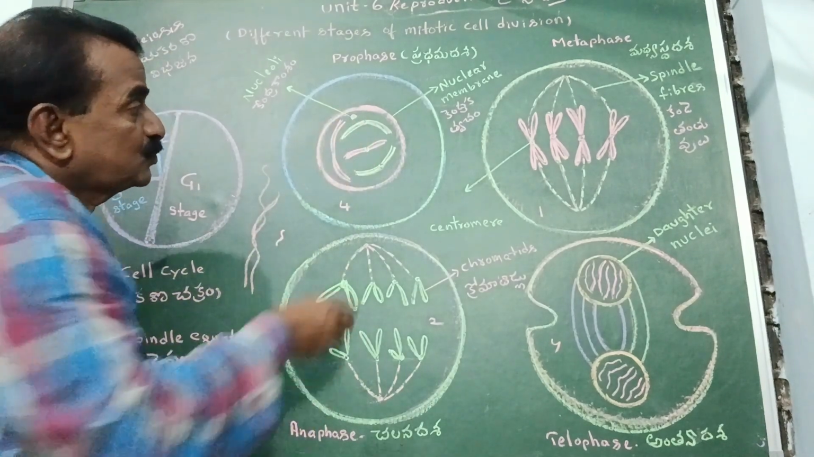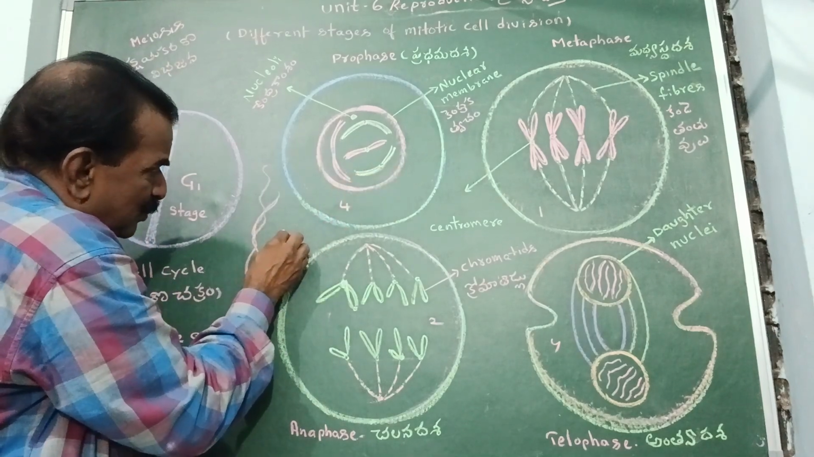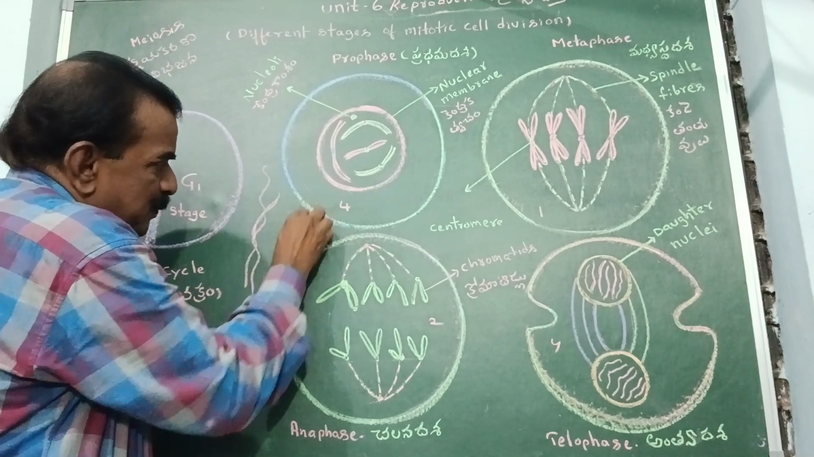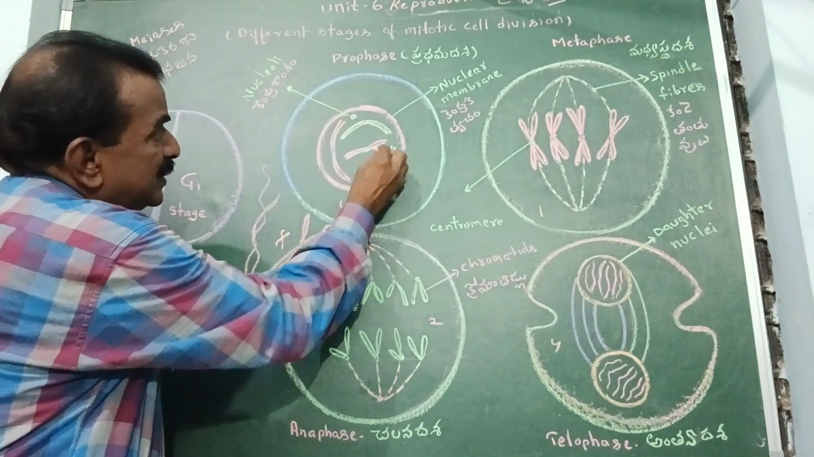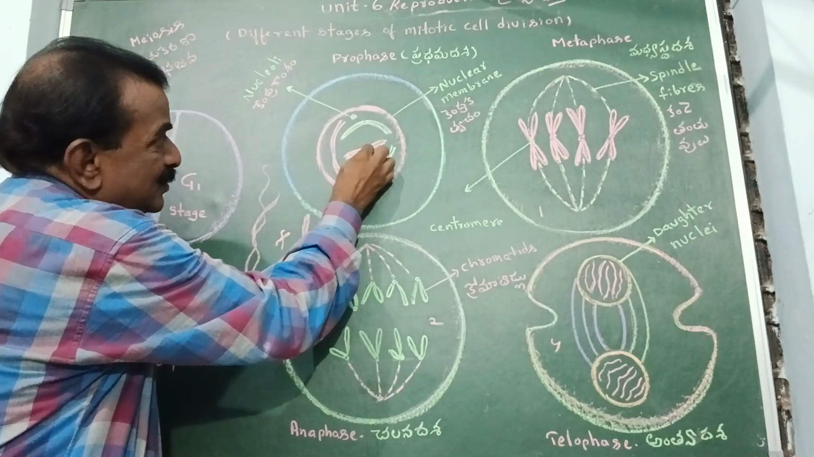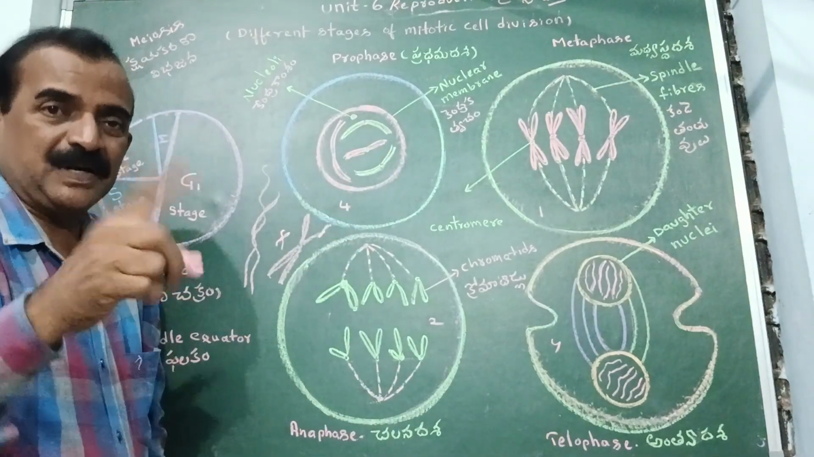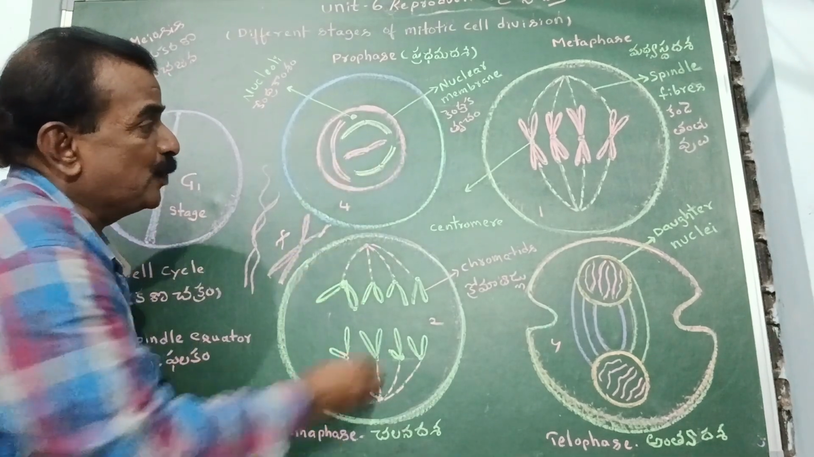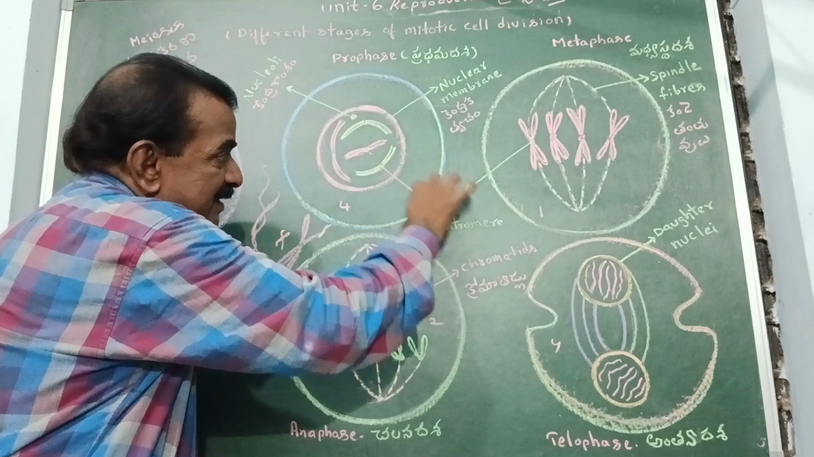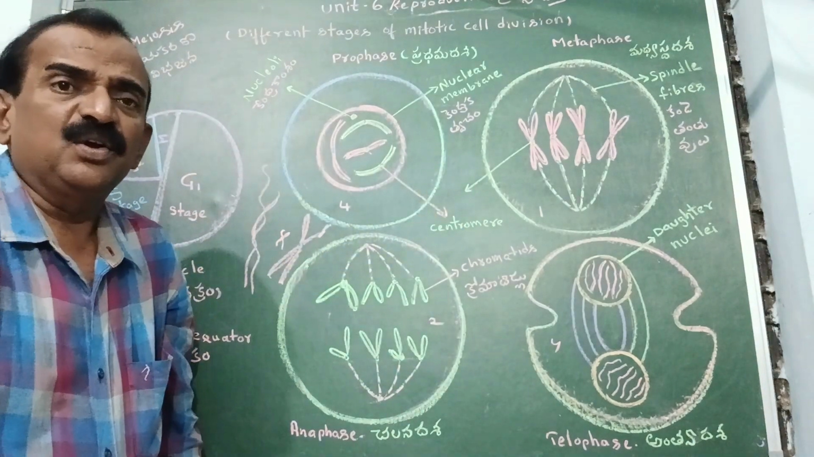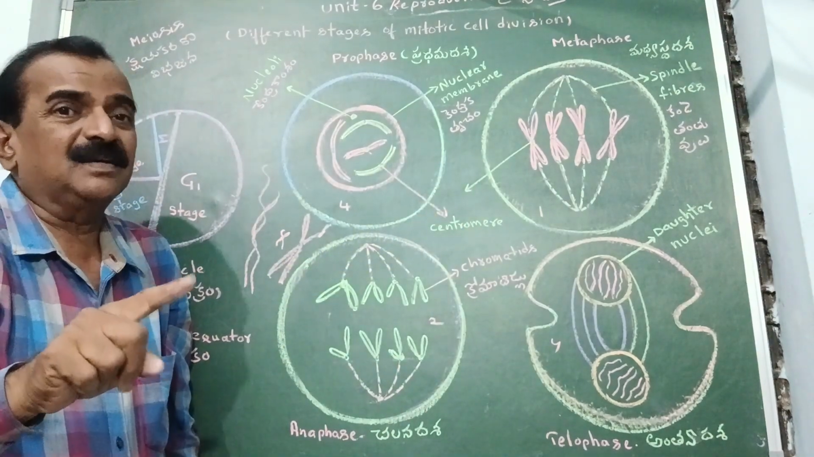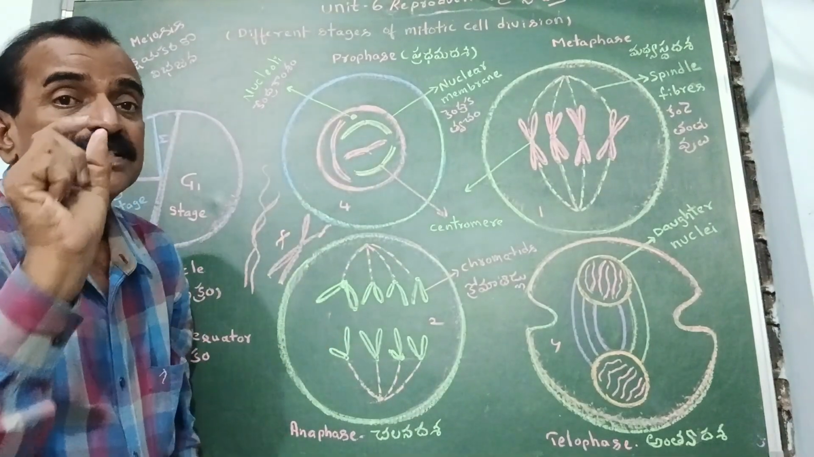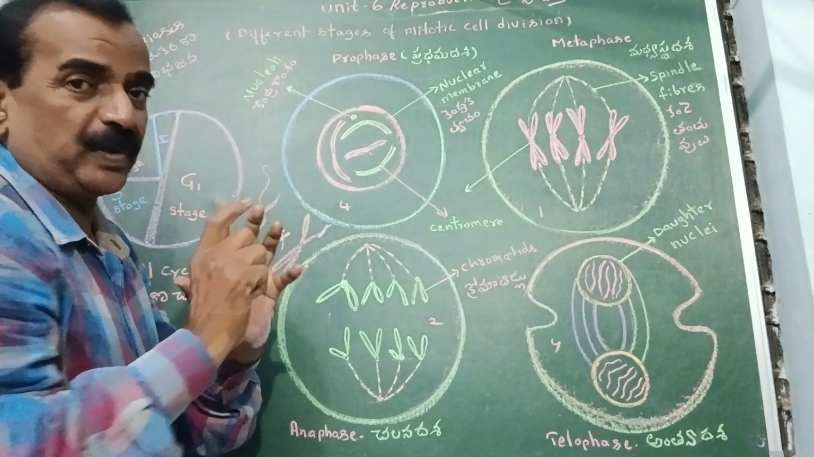And the second point, chromosome. This is one chromosome, and the chromosome splits lengthwise to form chromatids, like you see here. The chromatids are connected at the center, and that is called the centromere. So the second point: chromosome splits lengthwise to form chromatids, connected at the centromere. Two points are over.